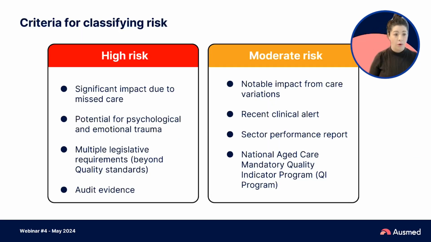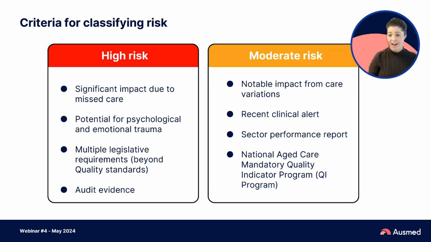Here's our criteria for classifying risk. You've got high risk. What have we deemed a high risk requirement? It's where we've got a significant impact because of miscare. There is a significant potential for harm to the person, including emotional or psychological harm, and multiple legislative requirements. So this isn't just one line, one word, one action in the standards. We're seeing across multiple legislative requirements that this really matters, or audit evidence. And you've got your moderate risk criteria in orange there, which you can read.